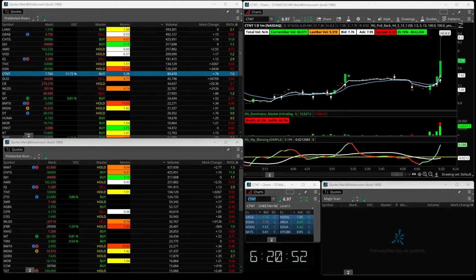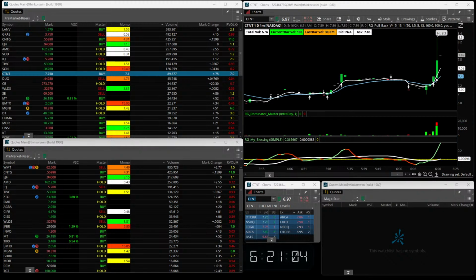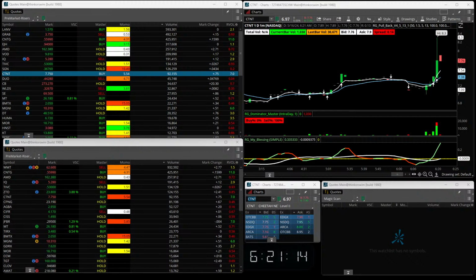Be careful here. Wait for a pullback just in case it's a pump and dump. I'll be marking them out on the chart. It's not a whole lot of volume. It's not worth even trying to get in. We're only looking at 1,000 shares traded. On that last candle, on the current candle, 36,000.